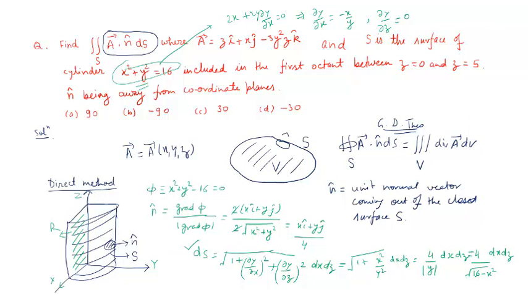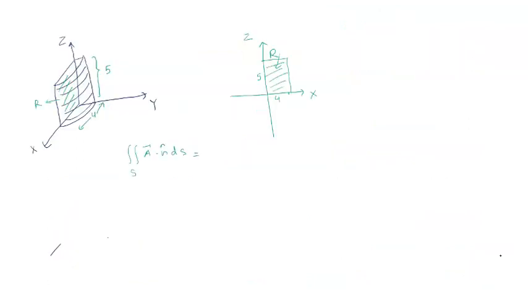So in this way we have obtained the value of ds. This is 4 upon the square root of 16 minus x square into dx dz, and we have also obtained the value of n cap. Now we will substitute the values of n cap and ds in the given surface integral, and when we are using this value of ds in terms of dx and dz, then the resulting surface integral will not be determined over S. Since we have taken projection over R, the resulting surface integral will be determined over R.